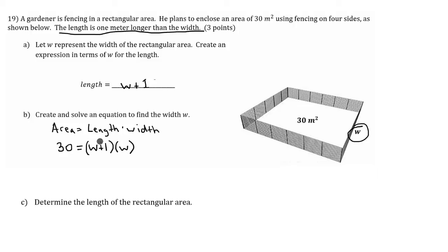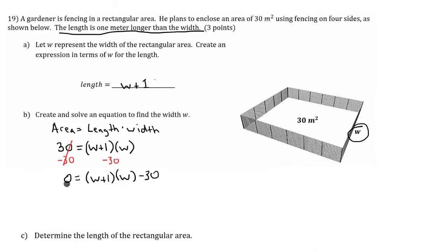So first thing I want to do is set it equal to 0, so I subtract 30 from both sides, and then I'm left with 0, which equals my W plus 1 times W, and then minus 30. Now this is when we graph it, and remember, we're going to treat 0 here as y. So this is what I actually end up graphing.